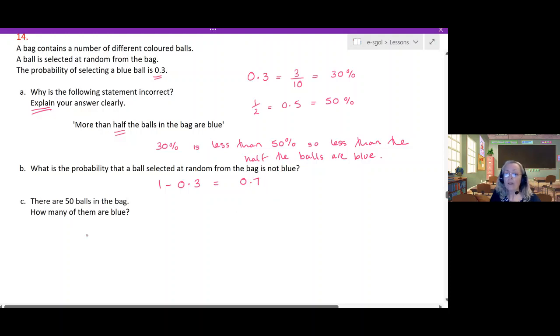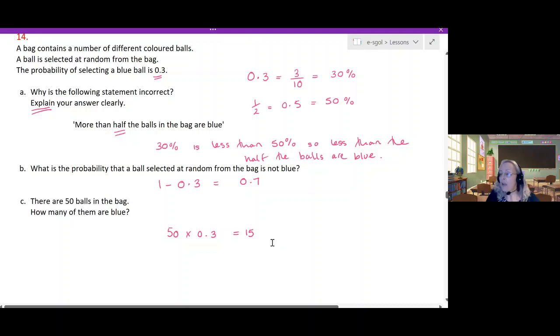Then I've got, there are 50 balls in the bag. How many of them are blue? Well, 0.3 of them are blue. So it's 50 multiplied by 0.3. And 50 multiplied by 0.3 is 15. So there would be 15 blue balls in that bag.